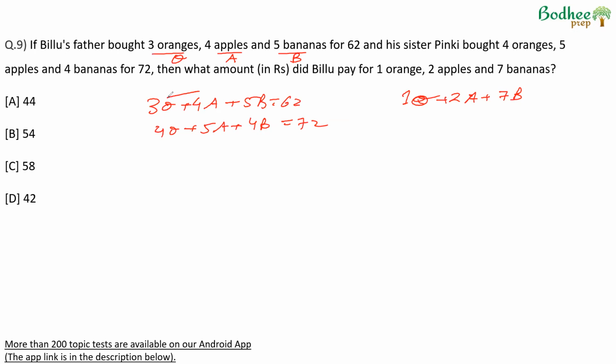Difference here is 2. Difference in these coefficients is 0. Difference here is 6. So if I multiply this by 3, I will get the difference between O and B as 6. This will create the difference here as plus 3. The difference here is 1 plus 3.